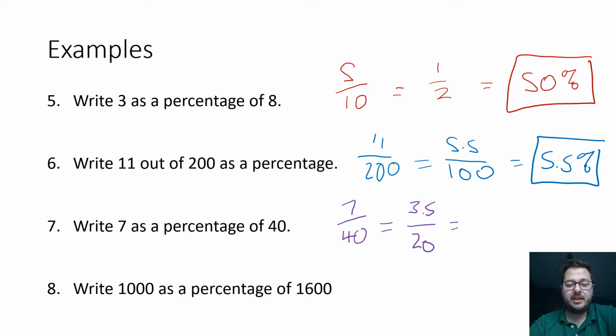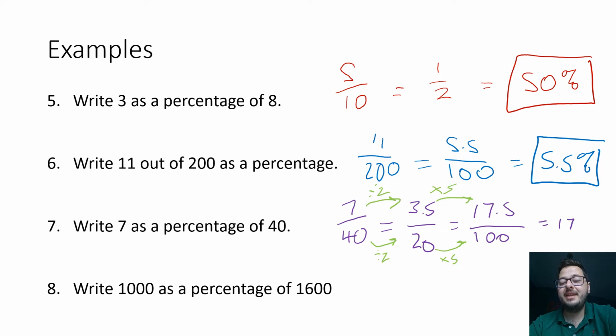So let's write what we're doing here. We've divided it by 2, and now we'll times it by 5 so that it's out of 100. So 3.5 times 5 is going to be 17.5, and that's out of 100. So that is 17.5%. Let me just double check that's right. 3 times 5 is 15. 0.5 times 5 is 2.5. Yeah, all right, happy with that.